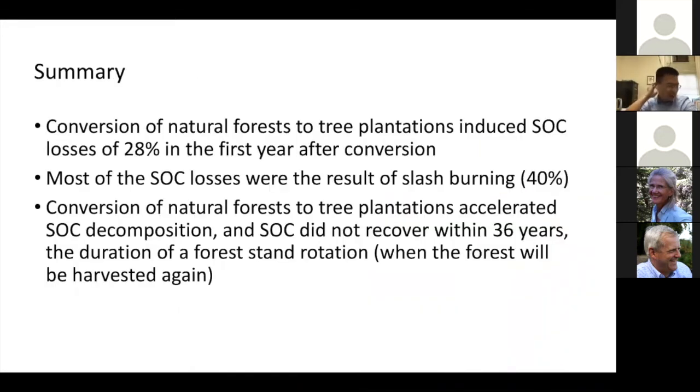So here is a summary of this chapter. First, I found the conversion of natural forest to tree plantation induced SOC losses of 28% in the first year after conversion. And most of the SOC losses were the result of slash burning. Third, the conversion of natural forest to tree plantation also accelerated the SOC decomposition. And SOC didn't recover within 36 years, like the tree plantation rotation in this region.